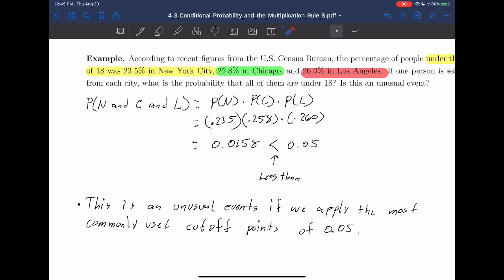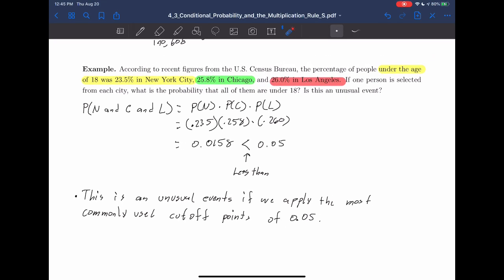And just to recap, the reason why we know this is an independent event is because it doesn't matter the individual from where we're choosing from. So this person, it doesn't really matter if this person is from New York, from Chicago, from LA. We're just picking one random person.